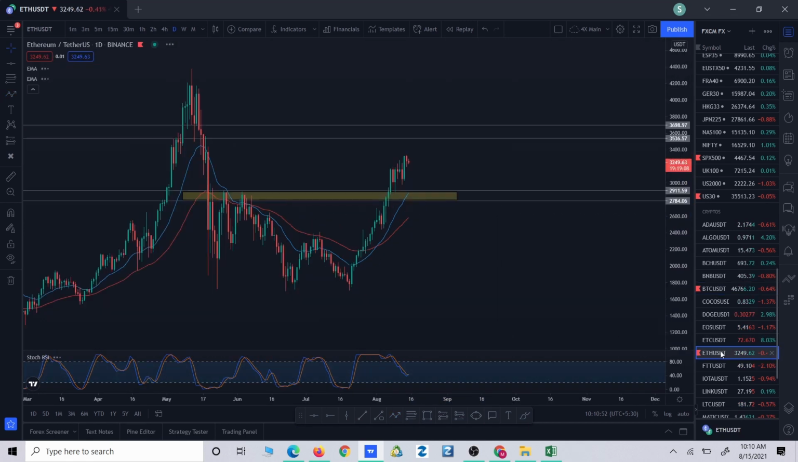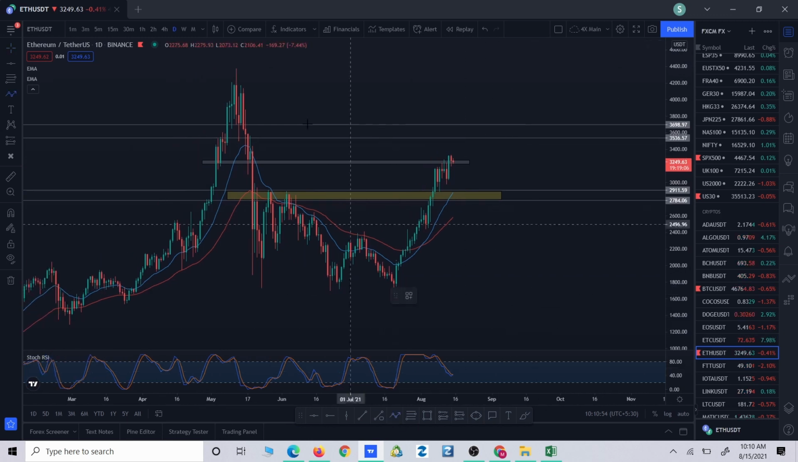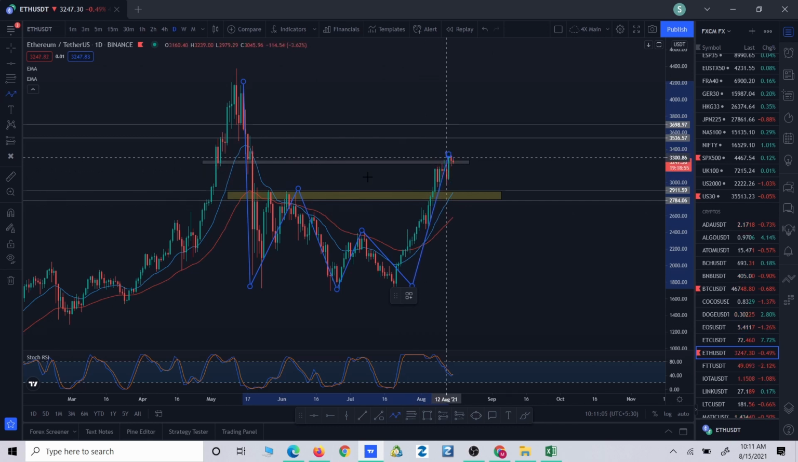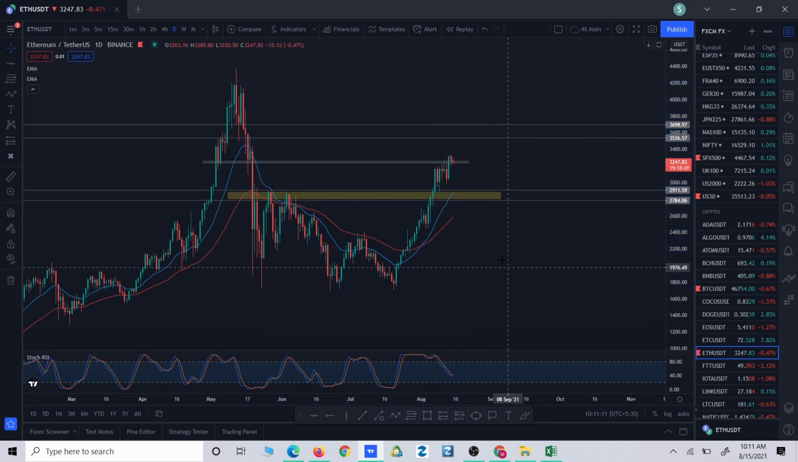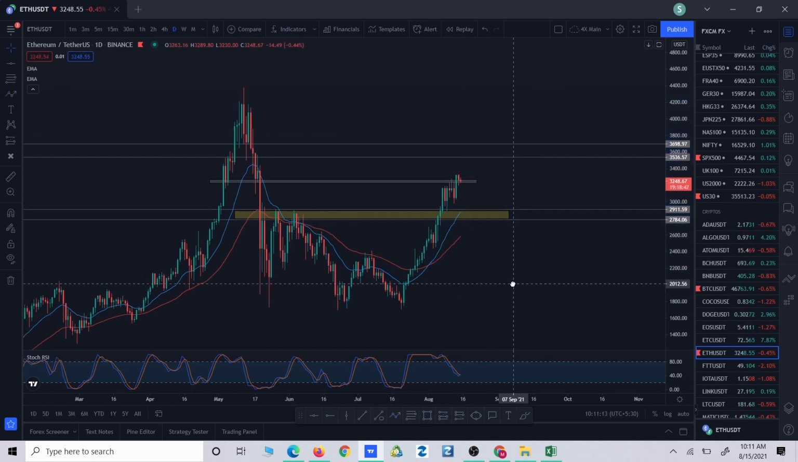And next we are going to talk about Ethereum. On Ethereum, starting from here, we have the low, lower high, same low, lower high, same low, and now the price broke and closed above this high and this high. So we can see the price is bullish, making higher highs and higher lows.